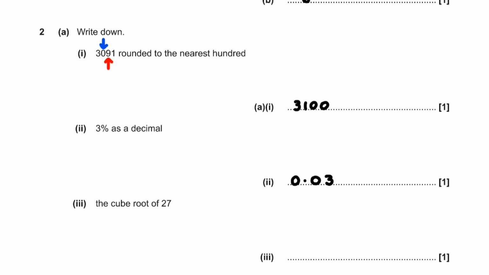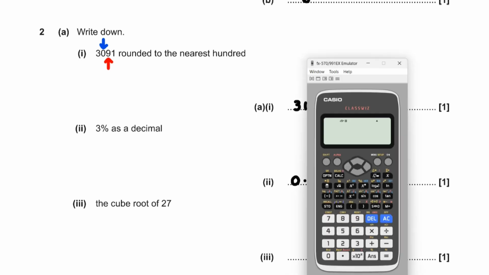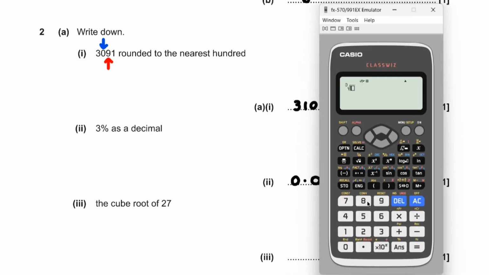Next we have the cube root of 27. We can use our calculator to work this out. The cube root of 27 is 3.